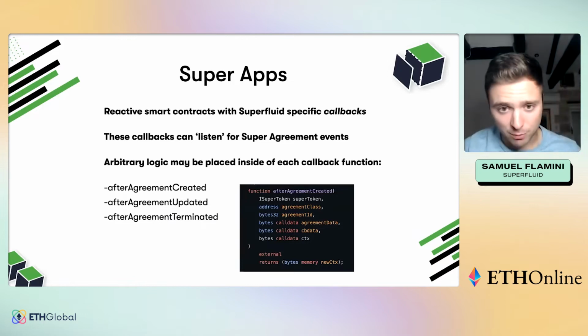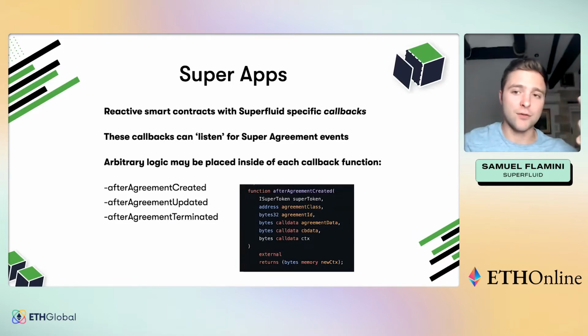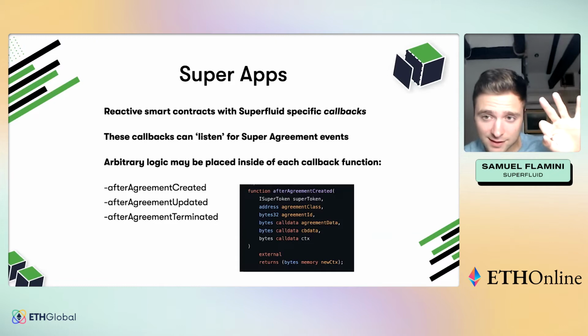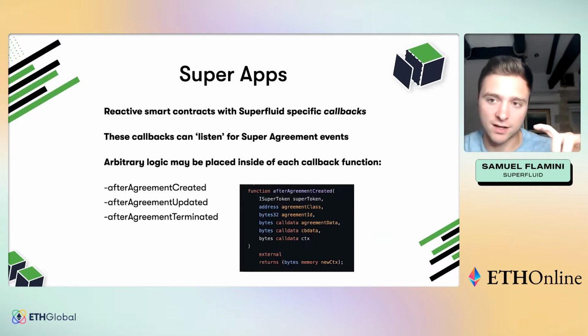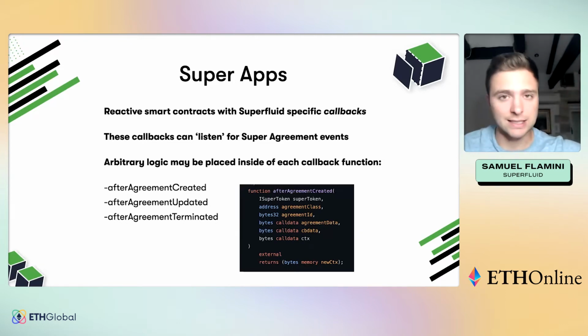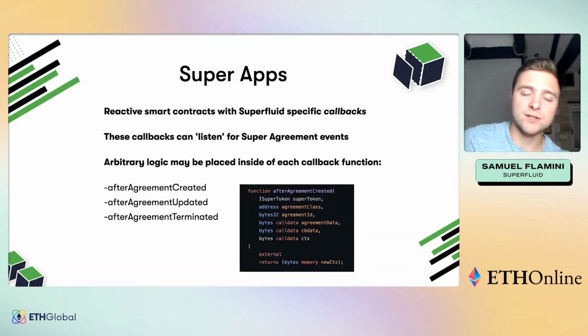So again, these are called super apps. We'll get into them later. There are 3 callbacks that I'll reference in a bit. One of them can react to streams coming into the contract. Another can react to those streams being updated. And then another can react to any deletions that happen, right? So this is a way to build applications that connect with other applications.